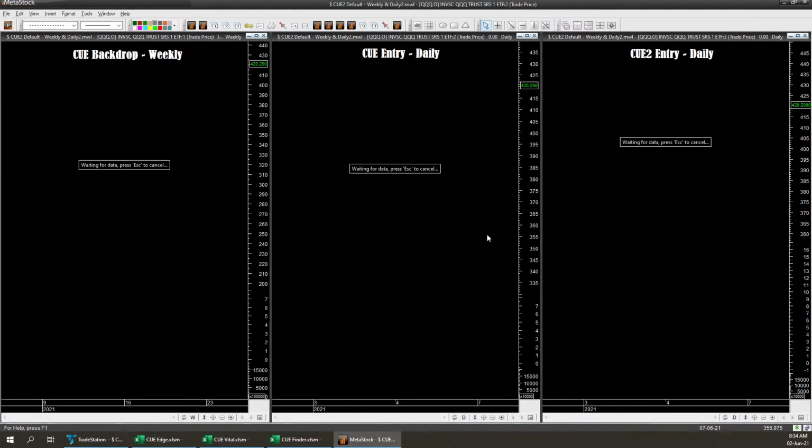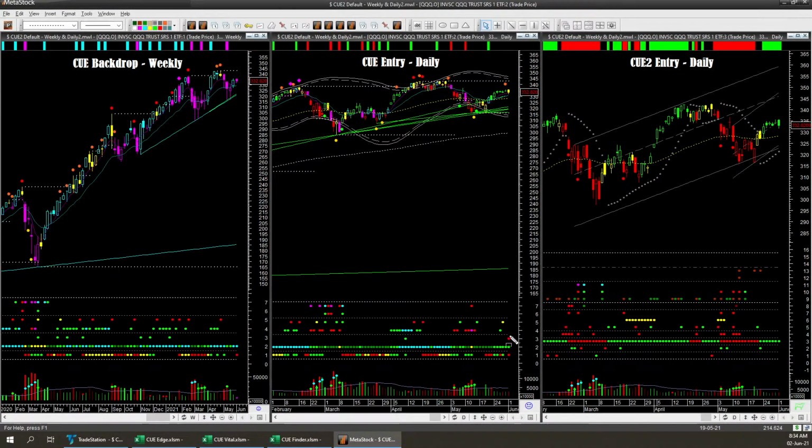QQQ. Reversal candle at pendulum high yesterday. It is some distance away from making a new all-time high relative to SPY, showing that it is weaker. Backdrop color is bearish, but neither SPY that we saw just now nor QQQ is allowing us to short because they have trend line support.